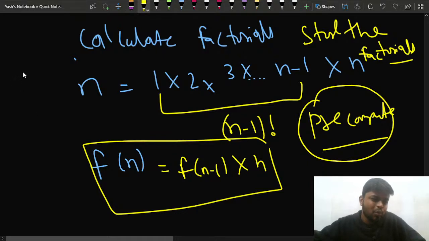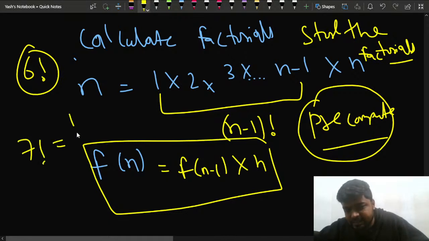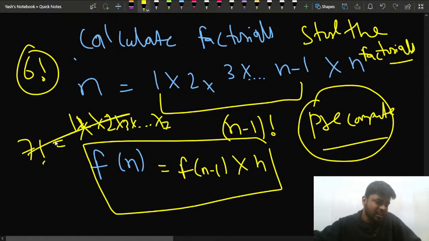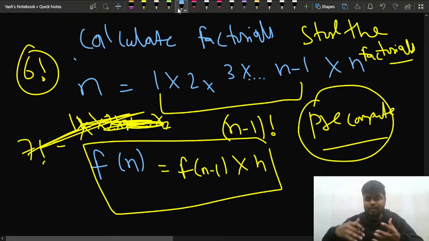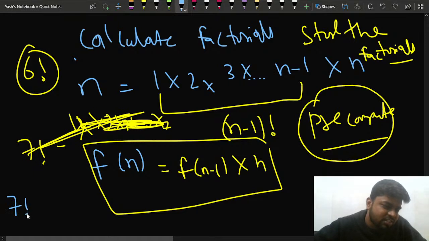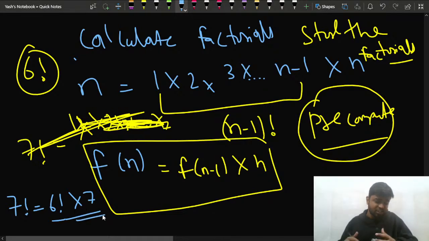If you know what 6 factorial is, and then you calculate 7 factorial as 1 into 2 into 3 into 4 and so on up to 7, that is a lot of time taking, and not very time efficient. If you want to calculate 7 factorial, just calculate it as 6 factorial, which is already calculated, into 7. So this is what we will be doing with the help of pre-computation.